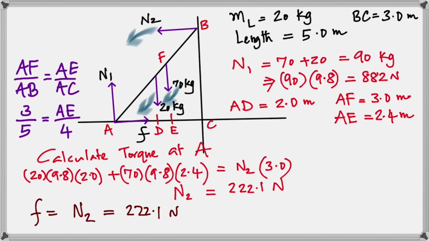222.1 Newton. So look at this problem carefully. This is a good one and it's on the exam. A ladder leaning against a smooth wall. And now you know. All right, here is the next.